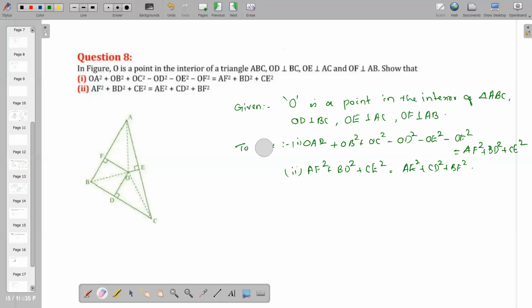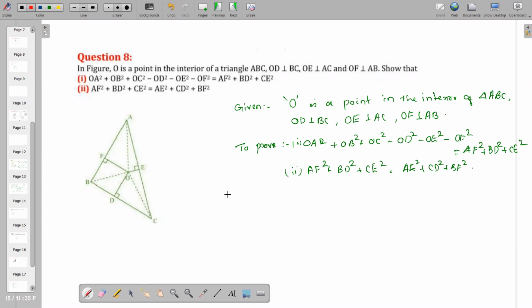Correct. So how can we prove this one? First, think. It's already shown there. Just solve the problem. First, you need to join. You can see the figure, isn't it? Only this much is given, and we need to join BO, AO, and CO. So construction should be done.